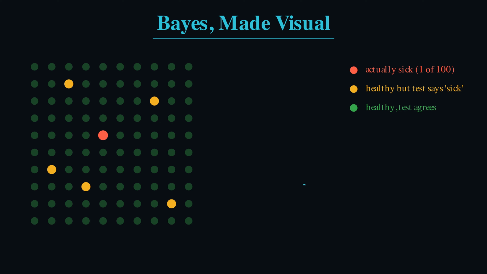Watch what that does. Here is the shock. 6 people tested positive, but only one is truly sick. So if you test positive, your real chance of being sick is just 1 in 6. About 17%. Not 99. The rare disease stays rare, even after a positive test.